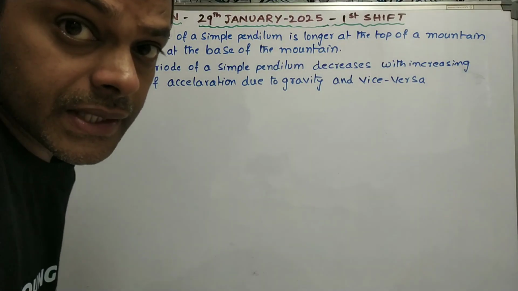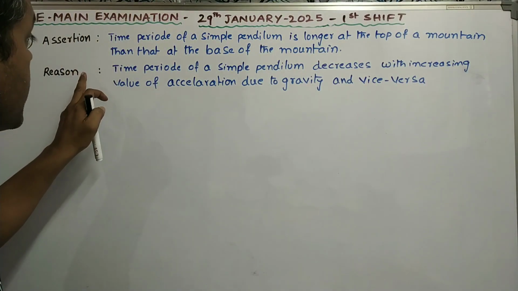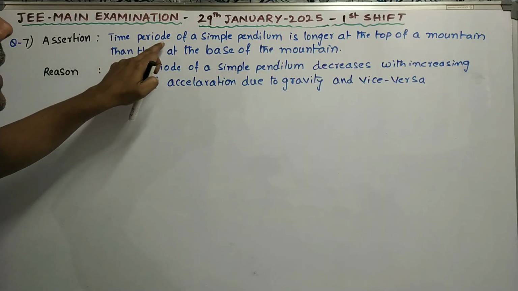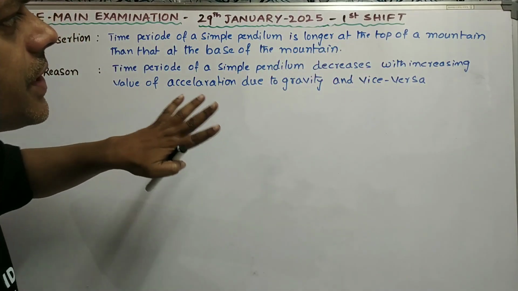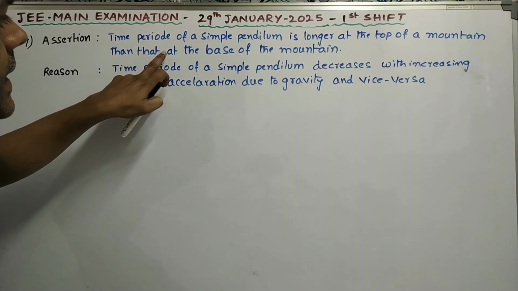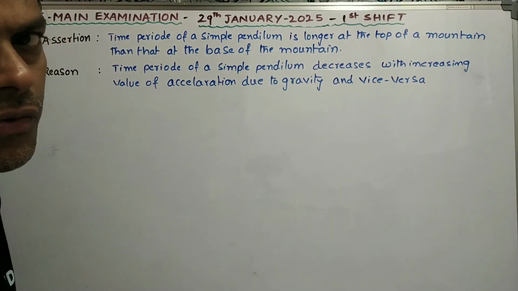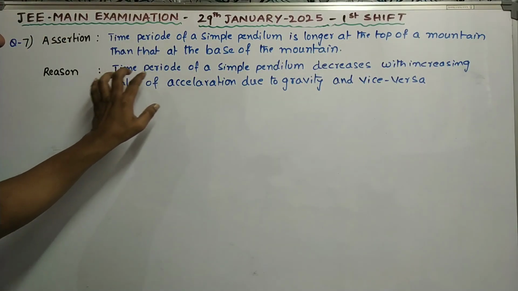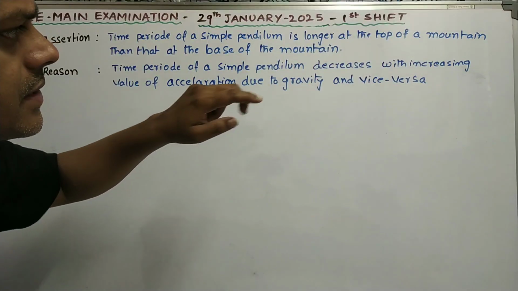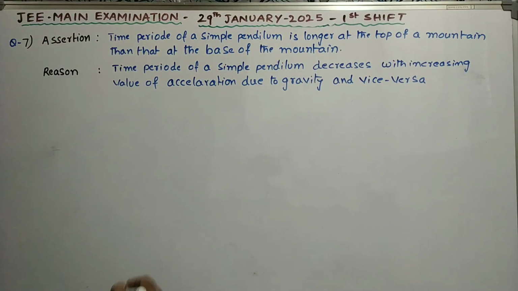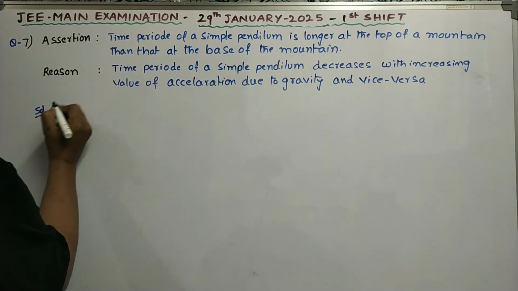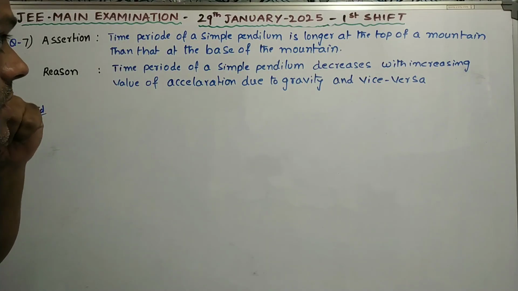The seventh question, assertion and reason type. Assertion: time period of a simple pendulum is longer at the top of a mountain than at the base of the mountain. Reason: time period of a simple pendulum decreases with increasing value of acceleration due to gravity and vice versa. So we need to observe whether these two statements are correct or not.